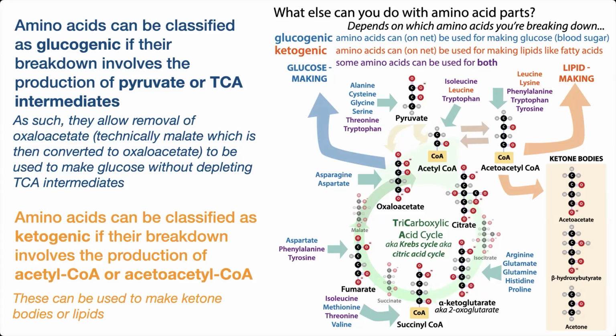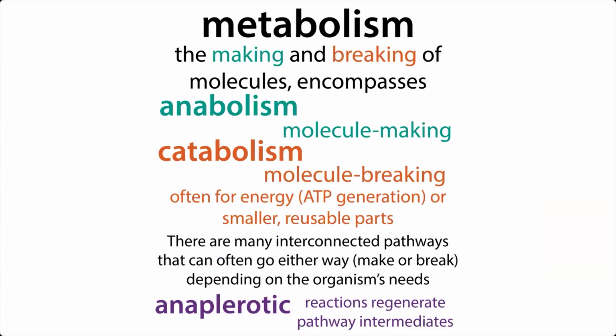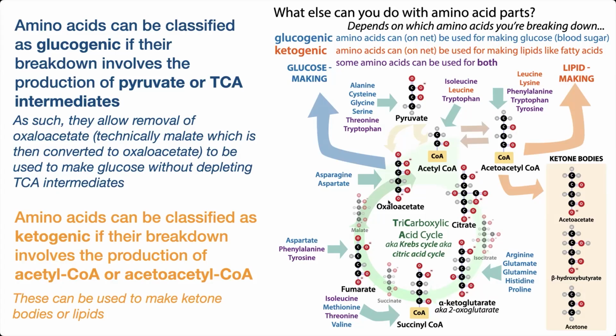The amino acids that can be broken down into components of the citric acid cycle or pyruvate, we refer to as glucogenic. Whereas amino acids are classified as ketogenic if they break down into products that are either acetyl-CoA or acetoacetyl-CoA. Why this distinction? This goes back to thinking about anaplerotic reactions, which are reactions that regenerate pathway intermediates. The way that we can make glucose is by removing malate, which can be transformed into oxaloacetate, which can be used for gluconeogenesis.